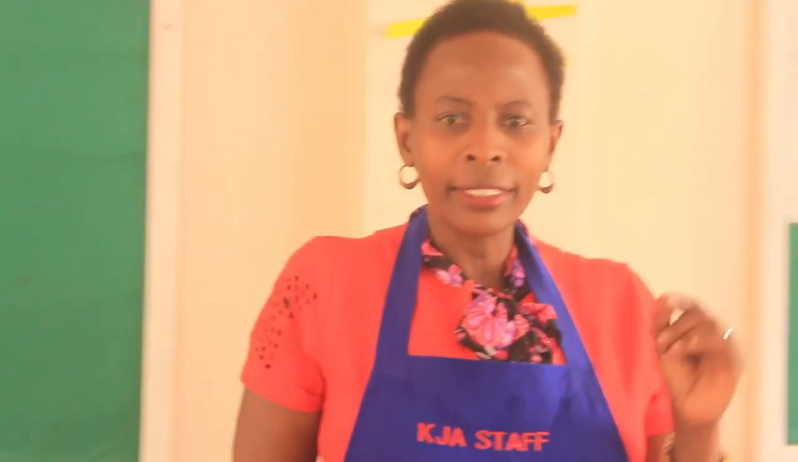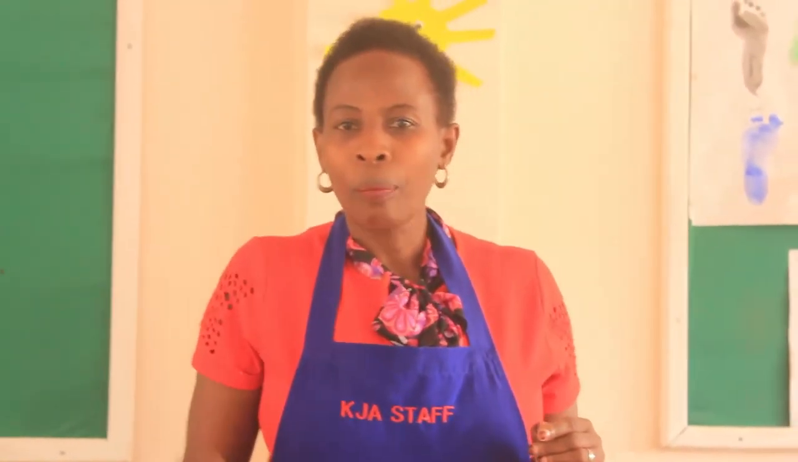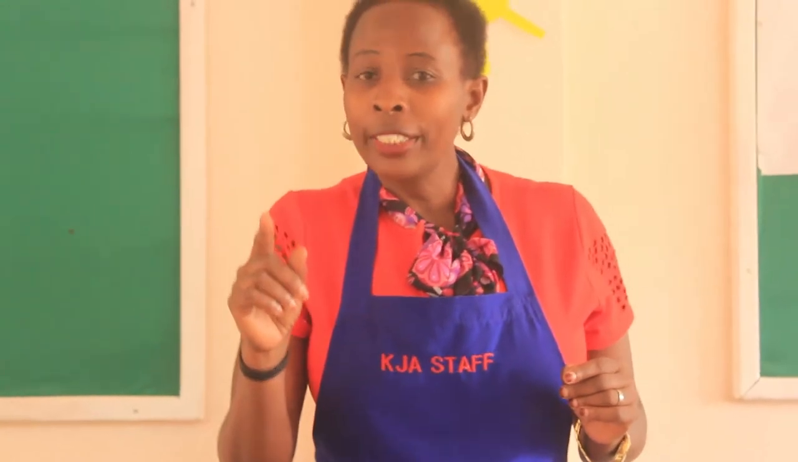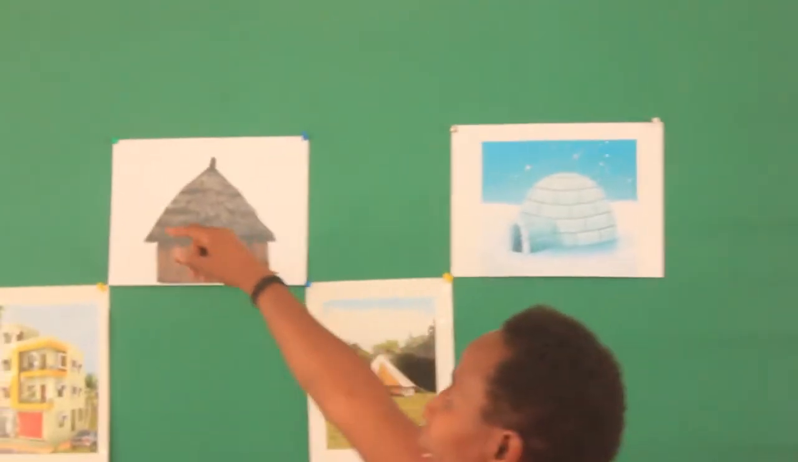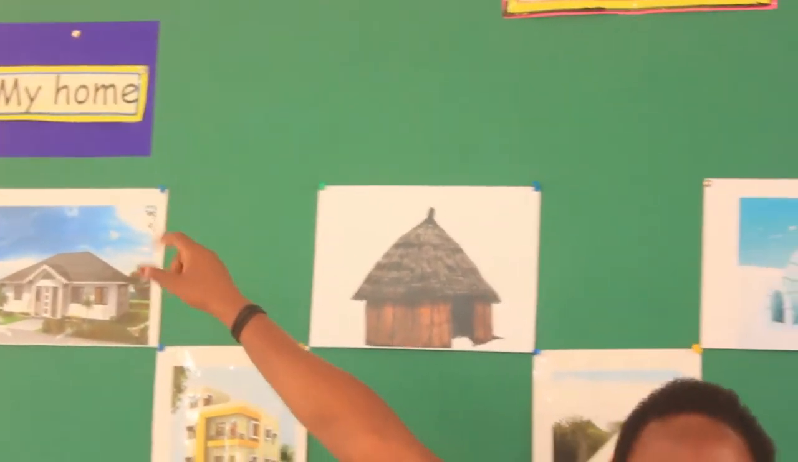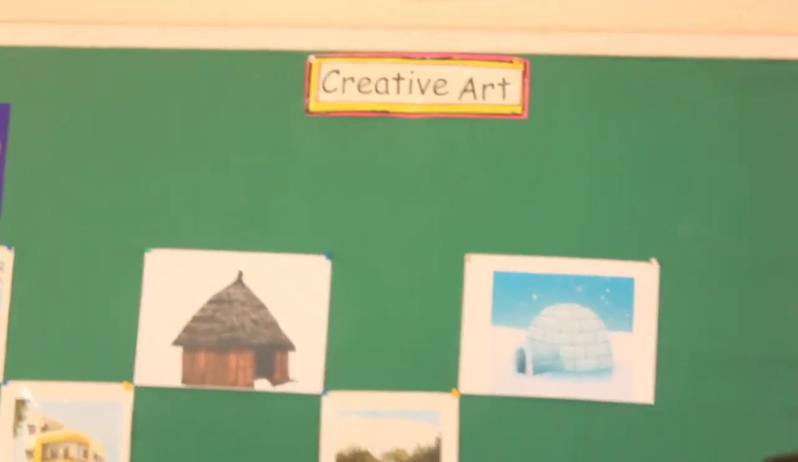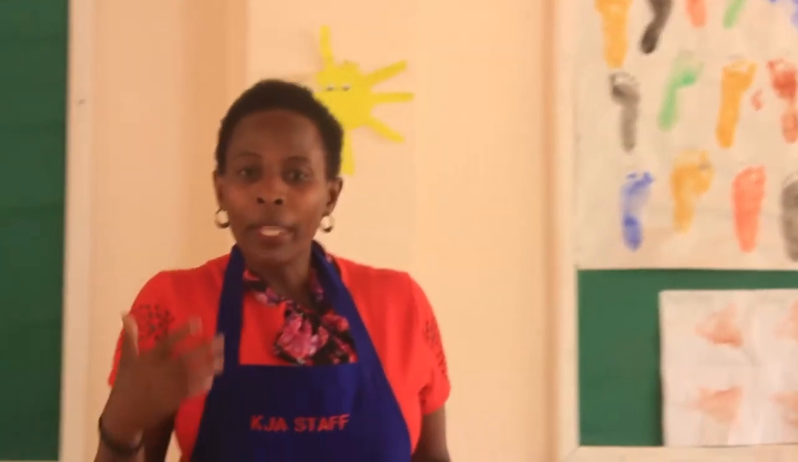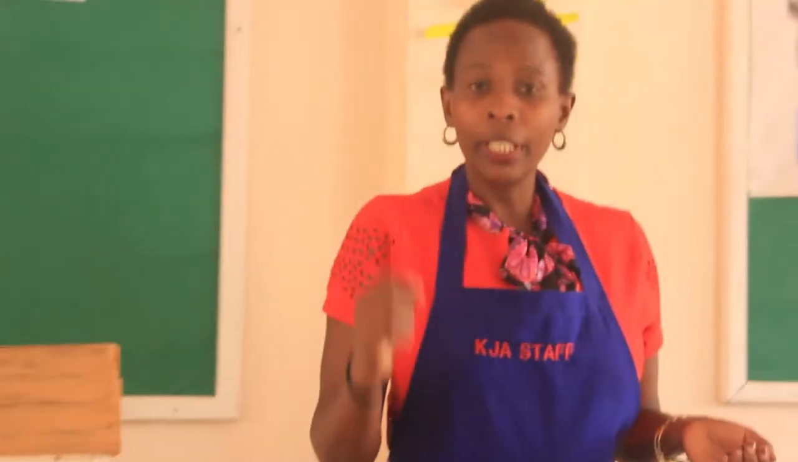Okay, here at Kampala Junior Schools, we always teach creative arts in themes. So our theme today is my home. What is a home? A home is a place where people live.